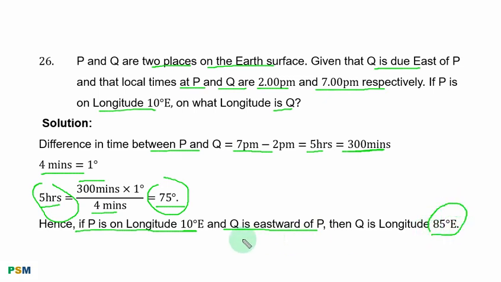In other words, P and Q are on the same side of the prime meridian. Their angular difference is through subtraction. Hence, 85 degrees minus 10 degrees is equal to 75 degrees. You see why you need to add 10 and 75 in order to get the longitude of Q to be 85 degrees east.